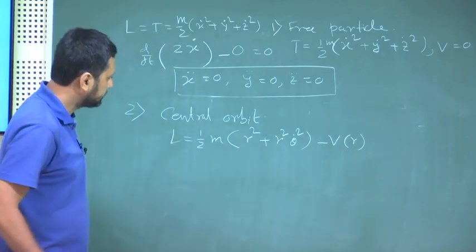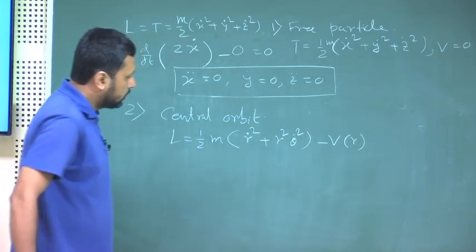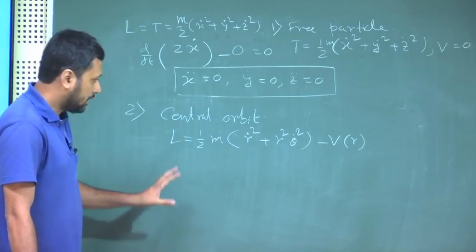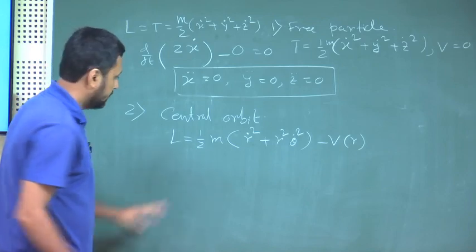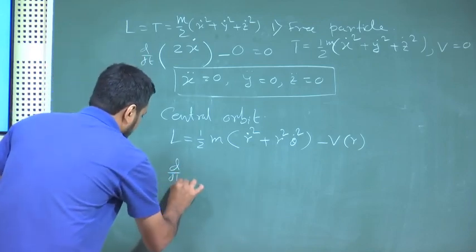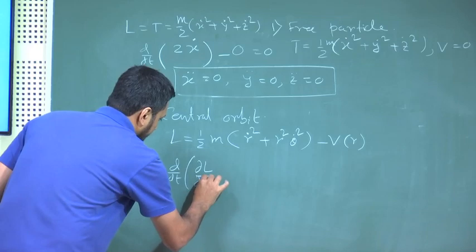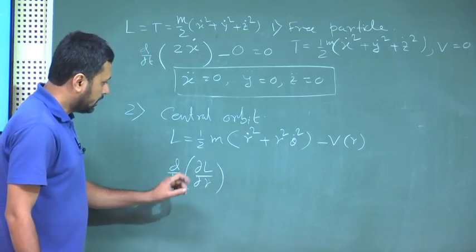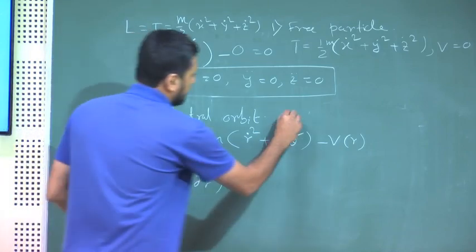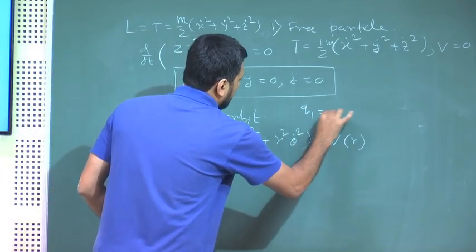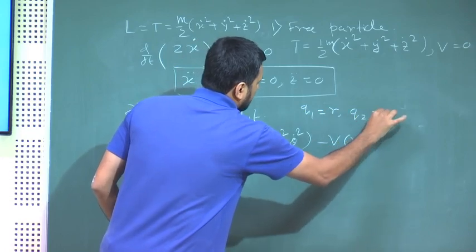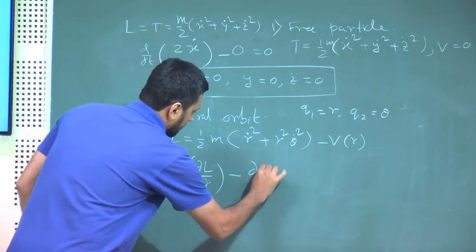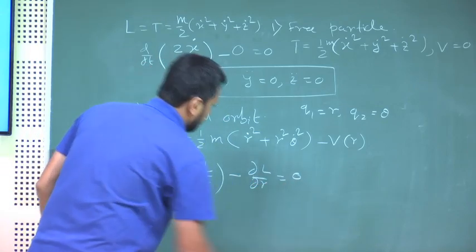We already know the answer to this, but still I want to show you how to get to the equation of motion. The first equation will be d/dt of del L del r dot. What are the coordinates we have? Our generalized coordinates are q1 equal to r, q2 equal to theta. So, the first equation will be d/dt of del L del r dot minus del L del r is equal to 0.